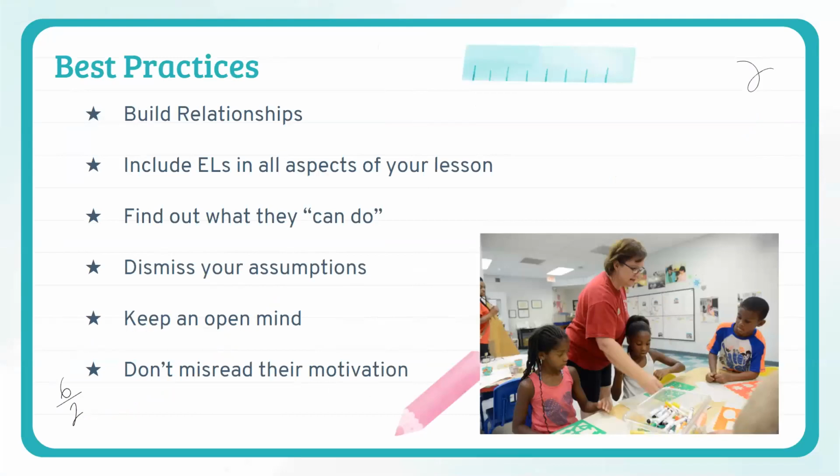Well, here are some best practices. No matter what student you teach, they're important. Build relationships, do your best to include ELs in all aspects of your lesson, find out what they can do, dismiss your assumptions and keep an open mind when working with those students, and don't misread their motivation. If we go back to what we started with, they're expected to learn content and language at the same time. That's exhausting. So when you see a student that seems like they're not motivated to learn, maybe they're exhausted from all that they're trying to do at the same time.